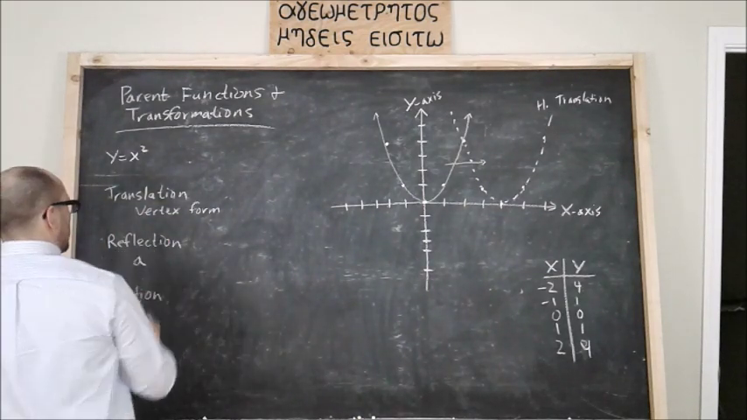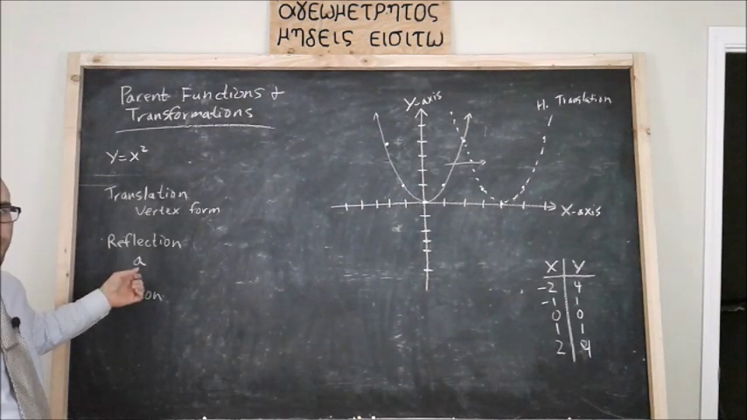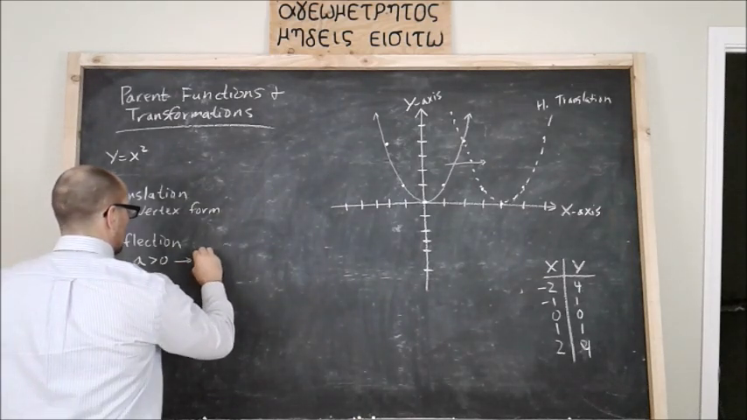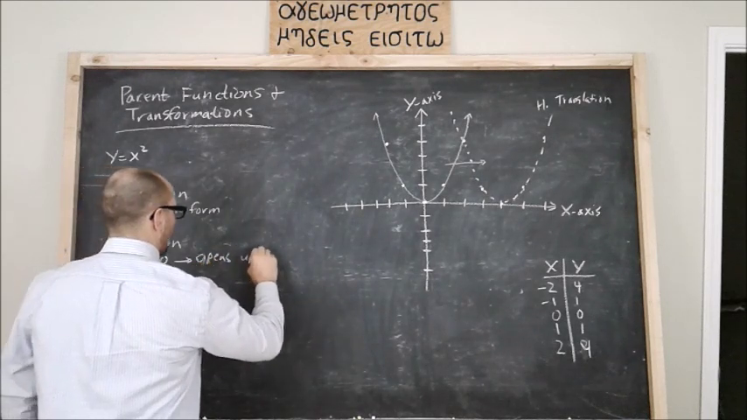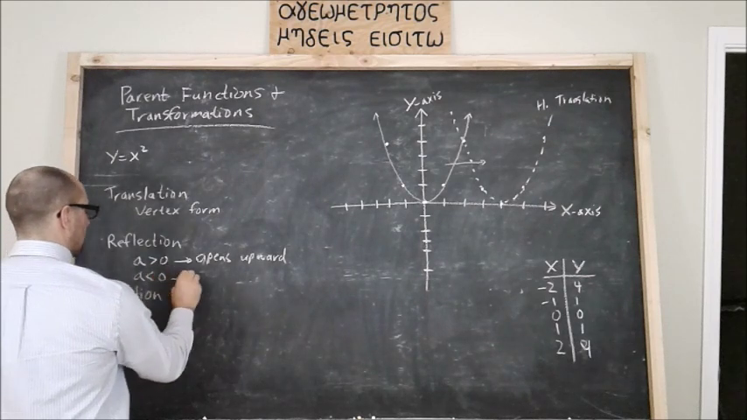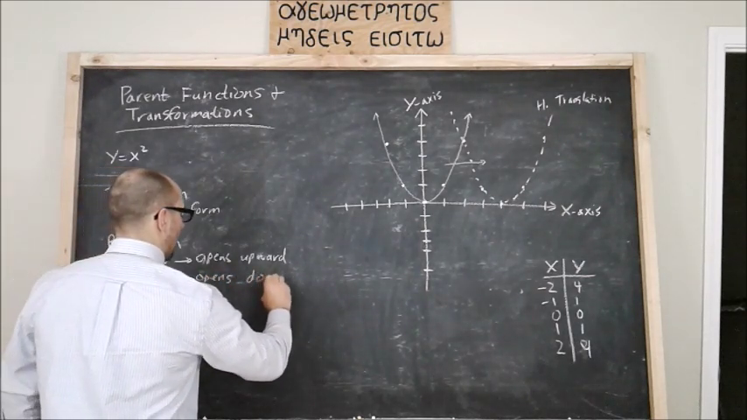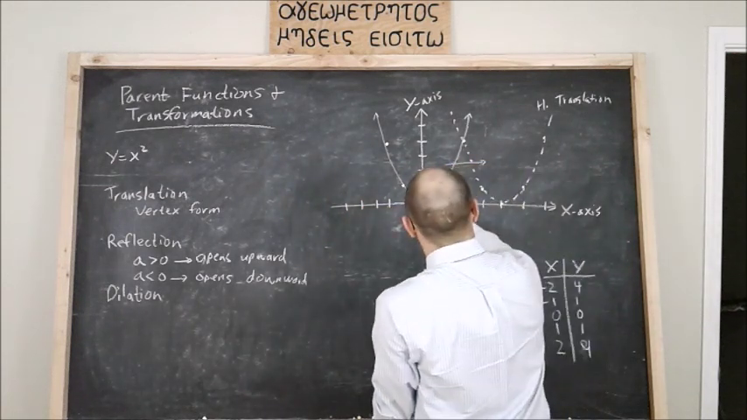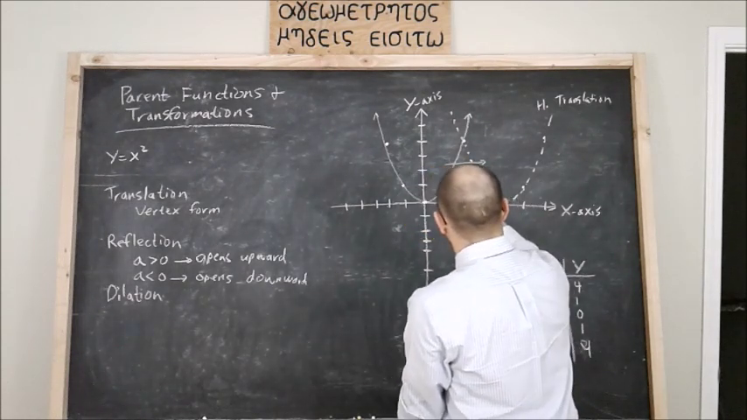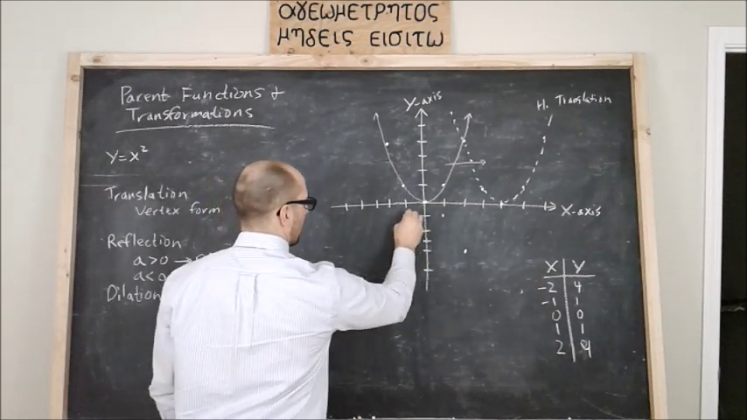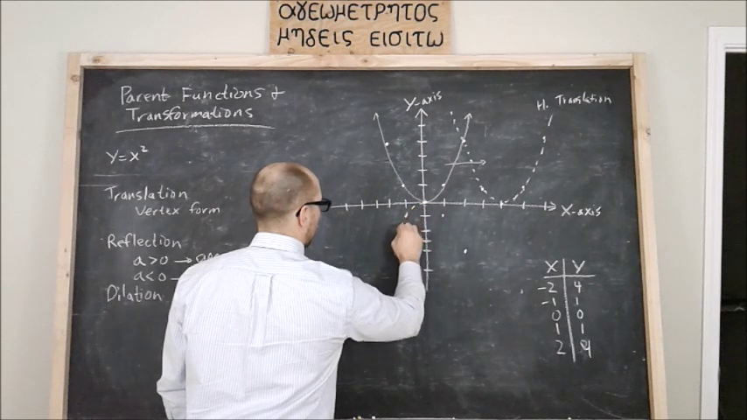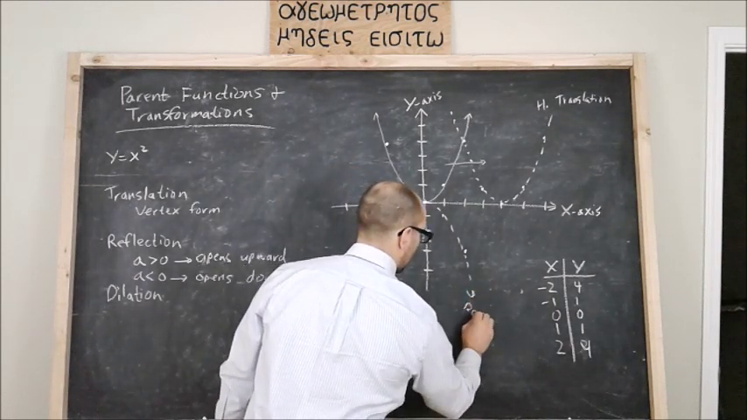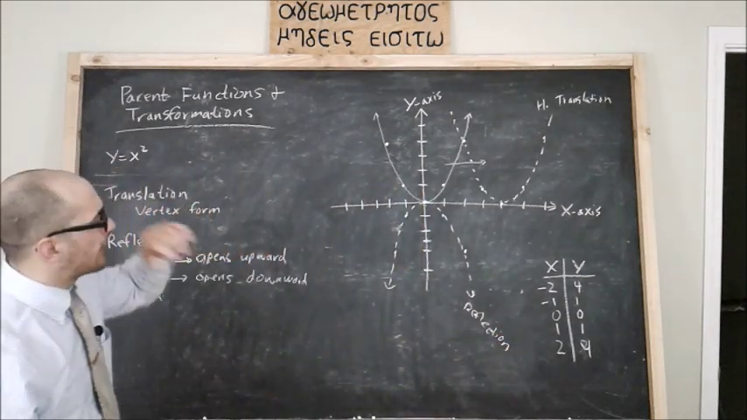Reflections come from A in y equals ax squared plus bx plus c. If A is positive, so A greater than 0, that means the graph opens upward. If A is negative, A is less than 0, then the graph opens downward. So a reflection, again, we're going to go over 1, down 1, to the right 2, and down 4. Left 1, down 1, left 2, down 4. So this would be a reflection.